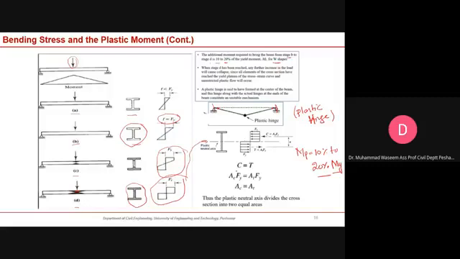Based on the equilibrium, you can calculate this compressive force and this tensile force, and you can equate them. Once you solve this equation, you will see that for W sections or sections symmetrical about this axis, this compression area and this tension area are the same. So we can conclude that the plastic neutral axis divides the cross section into two equal areas, which are in compression and in tension.